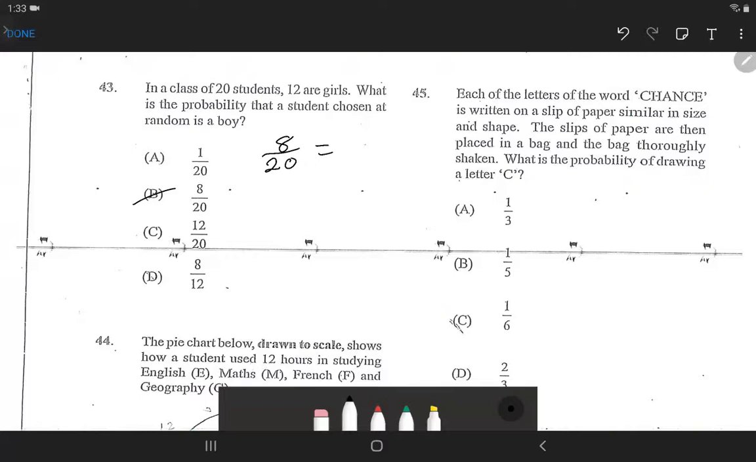Each of the letters in the word chance is written on a slip of paper similar in size and shape. The slips of paper are then placed in a bag, and the bag is thoroughly shaken. What is the probability of drawing a letter C? So notice there are exactly 1, 2, 3, 4, 5, 6 letters, and you have 2 chances to choose that. Because there are 2 C's, that's the C and that's C. So that's 2 out of 6, which is 1/3. That's A.